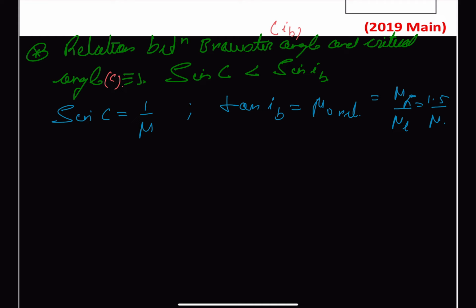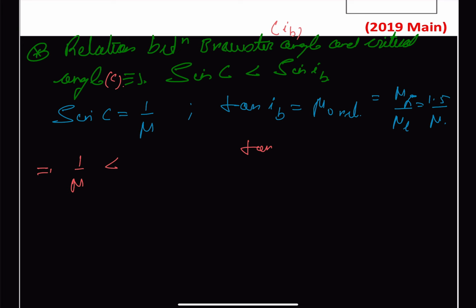So we can modify the equation: sine of C is less than sine of i_B. Sine of C is 1 by mu. So we can write that 1 by mu should be less than sine of i_B, and we know that tan i_B is equal to 1.5 divided by mu. So from here we can find sine of i_B, and that will be 1.5 divided by the square root of mu square plus 1.5 whole square.